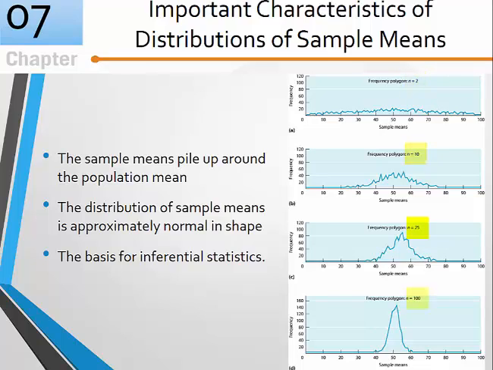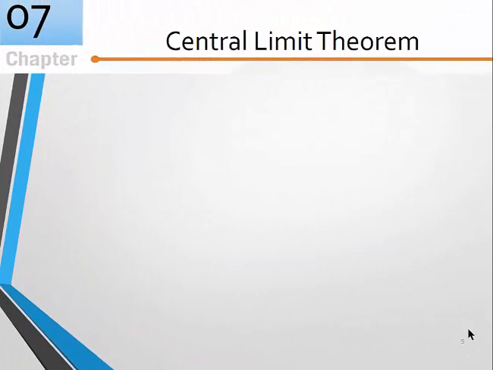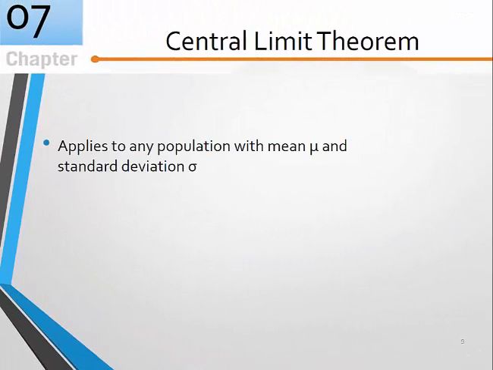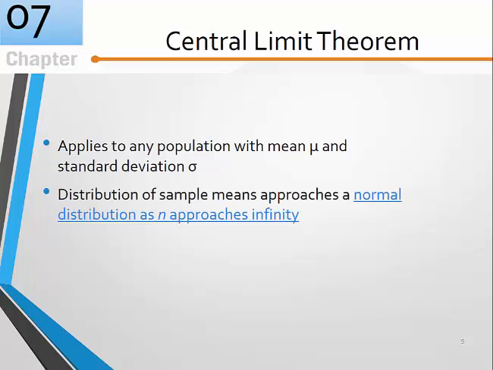And here you can see n is 100. So the distribution of sample means approaches a normal distribution the larger n gets. And this is the basis for inferential statistics. The central limit theorem applies to any population with a mean and a standard deviation. It states that the distribution of sample means approaches a normal distribution when n is large. It doesn't matter what the shape is, the distribution of sample means becomes more normal as the sample size increases.